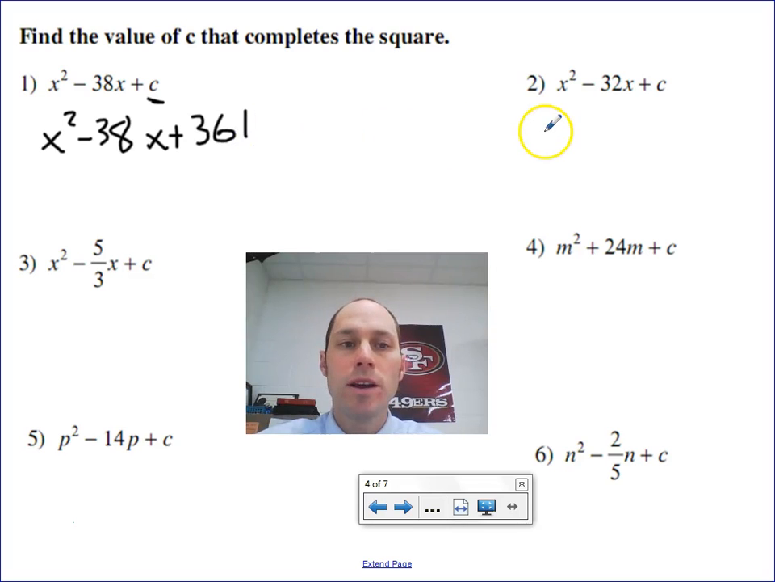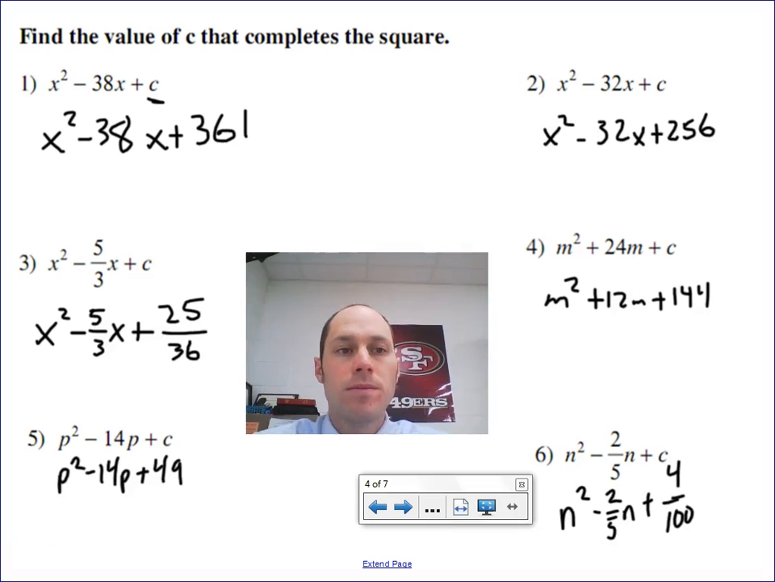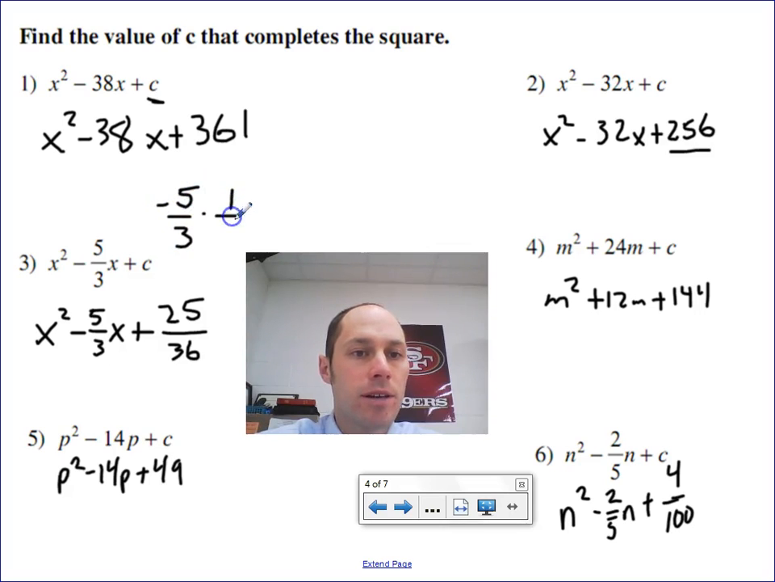Okay, so why don't you try figuring out the c values for the rest of these on this page, and when you're ready, restart the video. Okay, so notice once we find our c value for this one, divide our b by 2, and then square it to get 256. Here, fractions aren't a problem. Just take negative 5/3, divide it by 2. And remember, when you divide by 2, it's multiplying by a half. So that gives us negative 5/6. And then we square that. And when we square it, negative becomes positive, so positive 25 over 36.